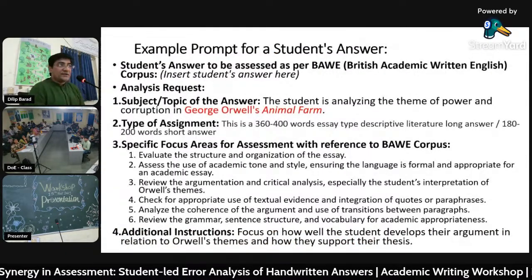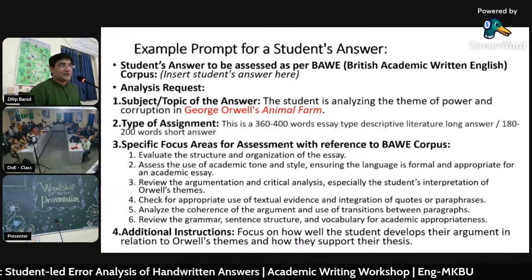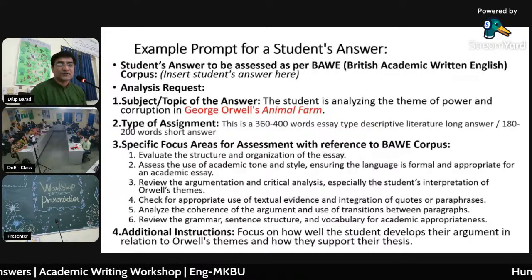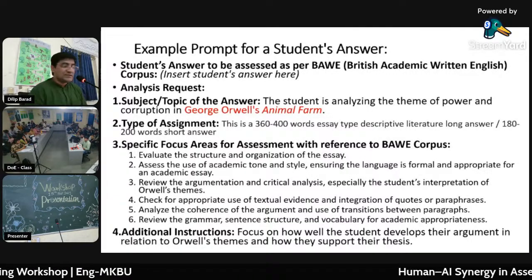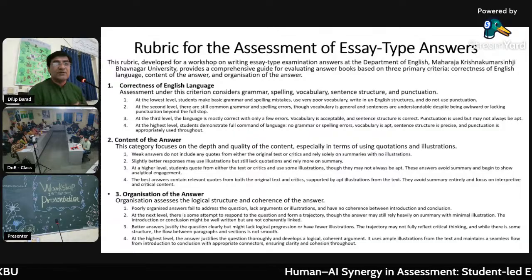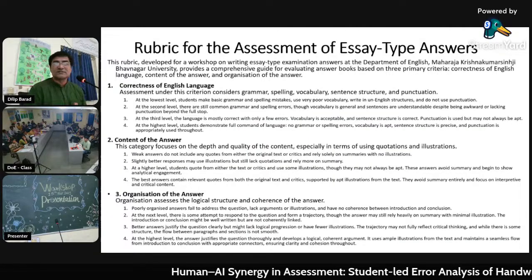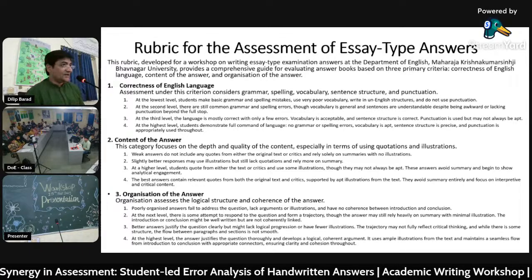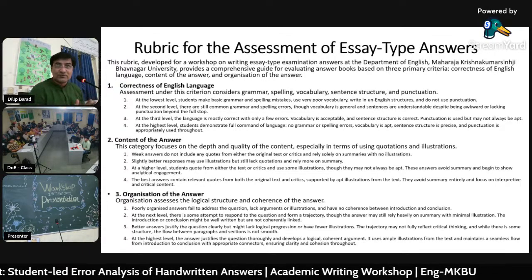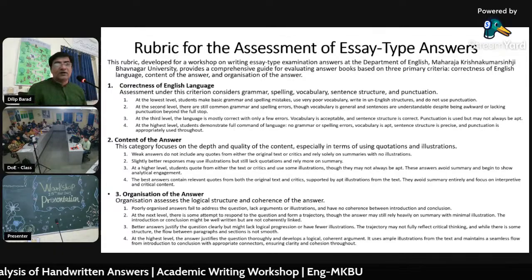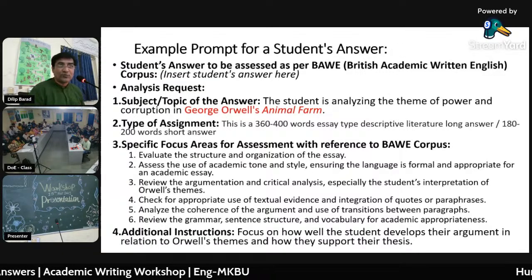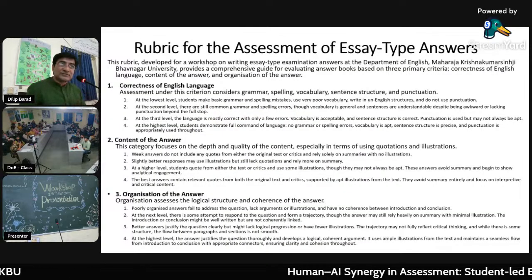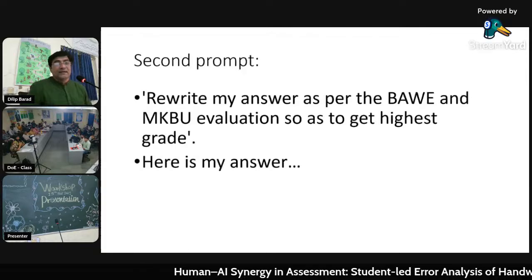This time we prepared a detailed prompt, as we told, on the BAWE, British Academic Written English Corpus. One prompt was on this, another was on the MKBU rubric that we have prepared on 3 parameters: correctness of English language, content of the answer, and organization of the answer. And you were suggested to give these 2 prompts together or one by one to generative AI along with your answer to see what response we are getting. And we are going to see that response.